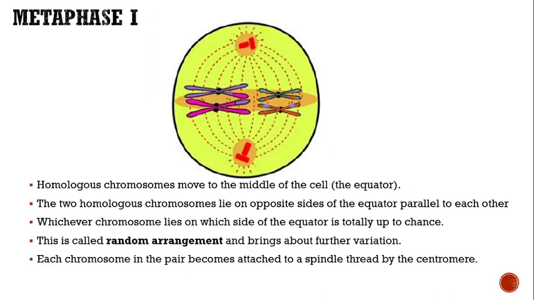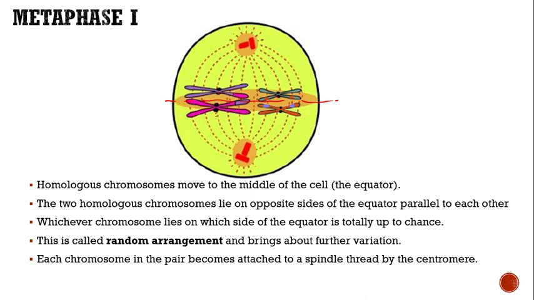Then after that, the cell basically will go into metaphase I. What happens during metaphase I? During metaphase I, homologous chromosomes basically will move to the equatorial region of the cell, to the equator, right? Then they will lie parallel to each other. The homologous pairs will lie parallel to each other, each on the opposite side of the equator. You must mention that there is an equator, right?